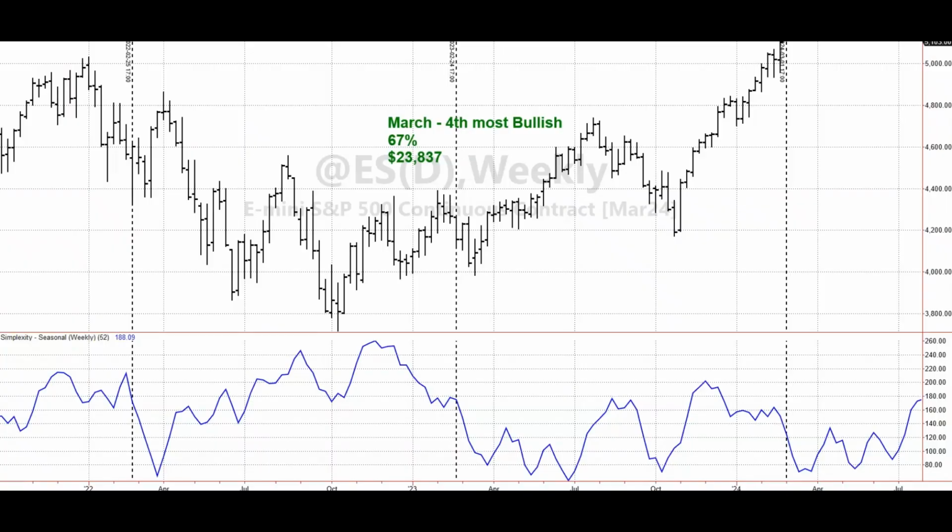And as always, here is our monthly look at the S&P E-minis. The seasonal chart says that March is actually the fourth most bullish month of the year. It has finished March higher than it opened 67% of the time and has returned $23,000 in the backtest.